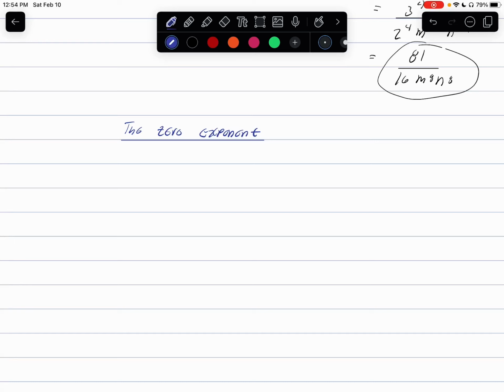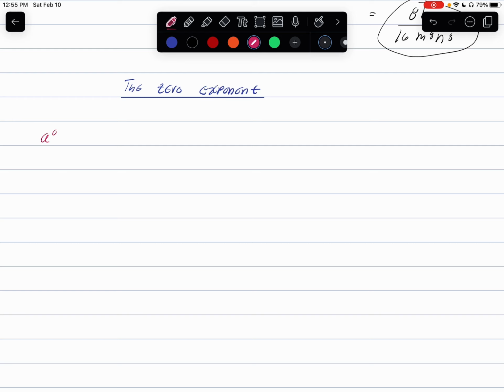This video should be really quick. This is the zero exponent. That's what we're going to be talking about here. So one little quick rule that is probably worthy of note is anytime you have a to the zero, this is always going to be equal to one. Okay? And we can give a little demonstration for this.